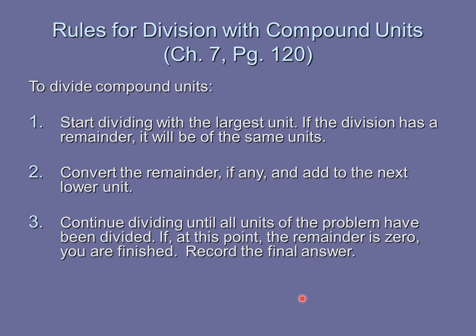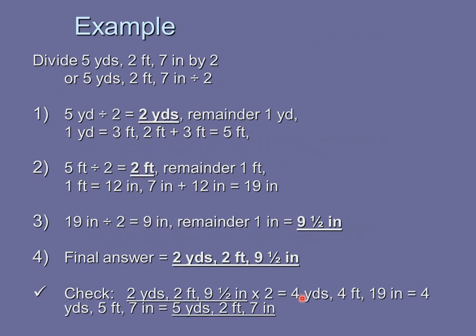So to divide is again a little bit tricky, because division we start from the left side. We always divide, and after the division, whatever you have left, you add it to the right side. Now for an example here, let's say you are dividing this 5 yard 2 feet 7 inch by 2. So we start from the left side.